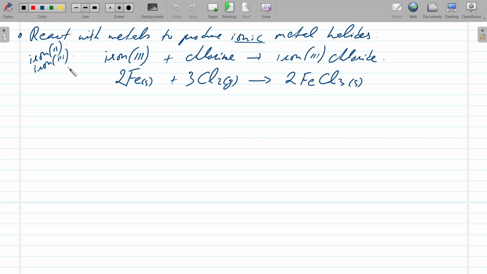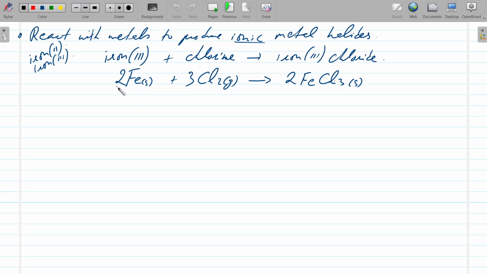And then finally, the point that we've reached in this chapter: these halogens react with metals to produce ionic metal halides. An example given is iron(III). That's the oxidation state of iron, a transition metal, so it can exist as either iron(II) or iron(III). And we come to that today, reacting with chlorine to form iron(III) chloride.